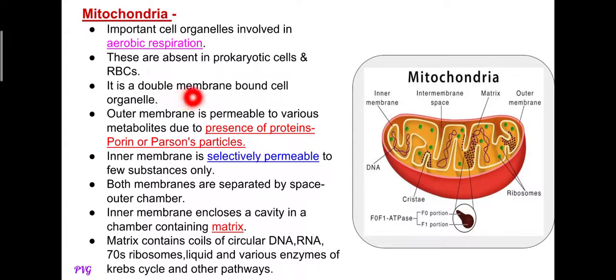These are the double membrane bound cell organelles. The outer membrane is permeable to different metabolites due to the presence of proteins in it, that is the porins and Parsons particles. The inner membrane is selectively permeable to few substances. Only the selective particles are permeable through the membrane. Both membranes are separated by a space, that is the outer chamber, and the inner membrane encloses a cavity or chamber containing the matrix. The matrix contains coils of circular DNA, RNA and 70S ribosomes, lipids and various enzymes of the Krebs cycle and other pathways.